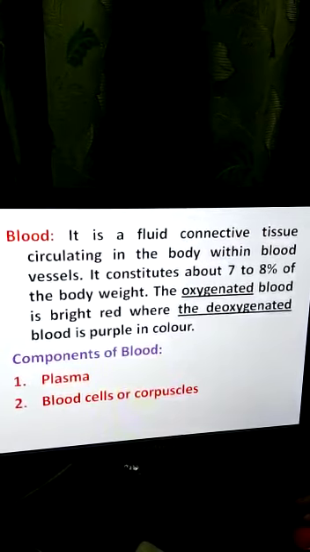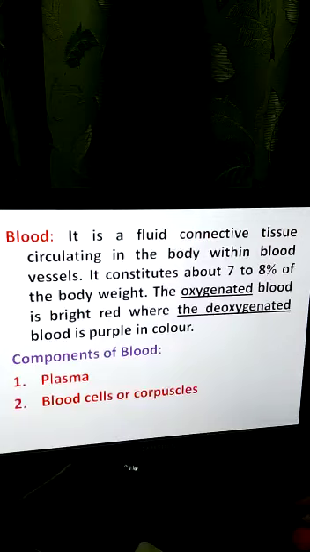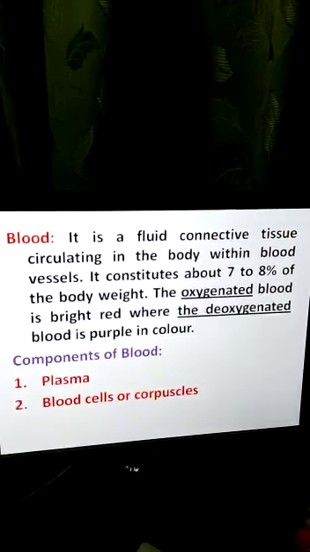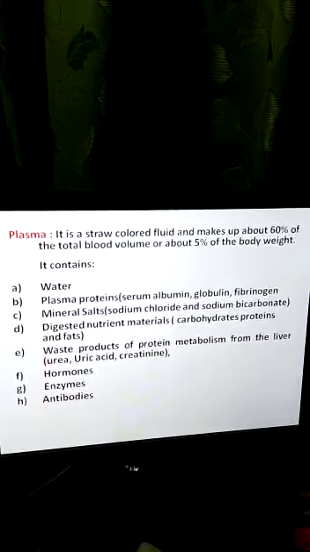Now, what are the components of blood? Plasma and blood cells or corpuscles. Next, plasma. It is a straw-colored fluid and makes up about 60% of the total blood volume, or about 5% of the body weight. It is a straw-colored fluid.